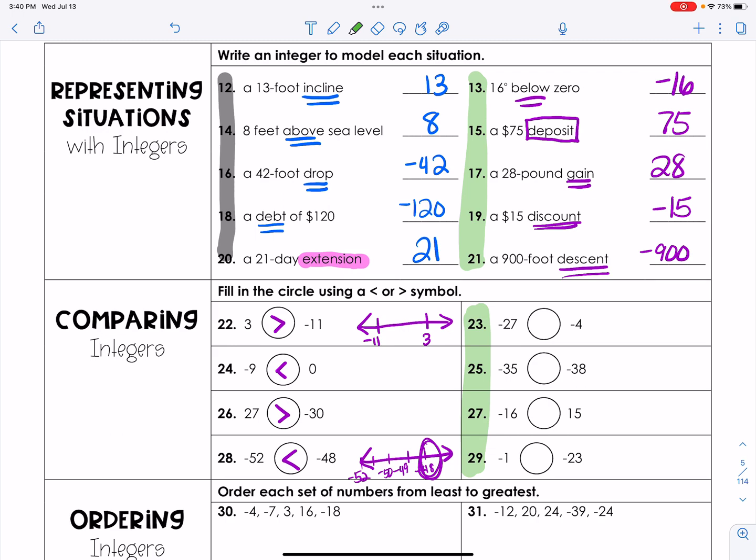Negative 4 is to the right, so that's greater. This one is kind of tricky. Some kids, if I were to draw it, negative 35, negative 36, negative 37, negative 38. Negative 35 is to the right, so it's actually bigger. On this one, 15 is positive, so it's bigger. And on this one, negative 1 is to the right, so it's bigger.